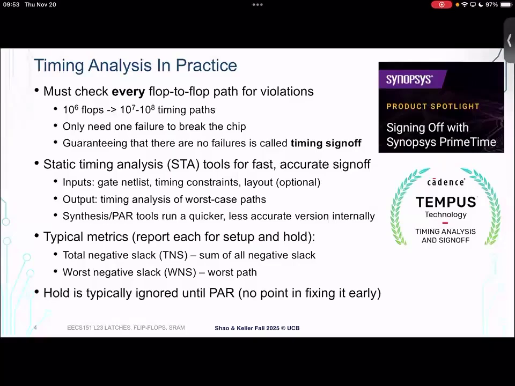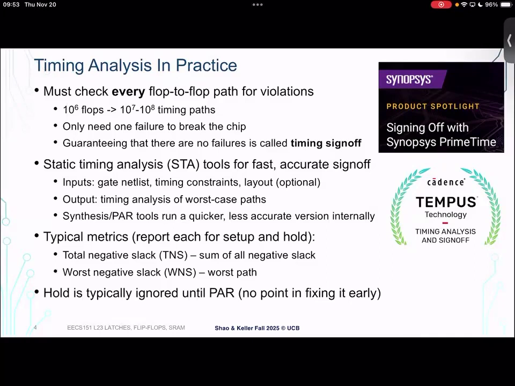So as we've mentioned, the key concept and the key difficulty with timing analysis is that you really need to check every single path in the design and make sure that it meets both the setup and hold constraints. And keep in mind that every flop will tend to have many paths going into it, right? So for a design with, say, 1 million flops, there might be tens or hundreds of millions of paths that need to be analyzed.